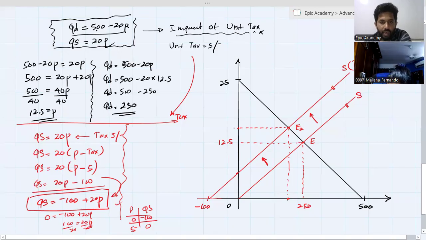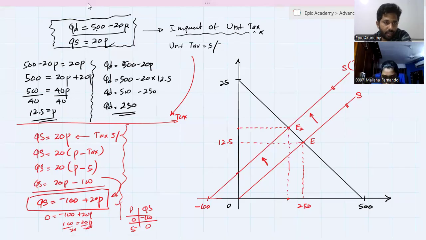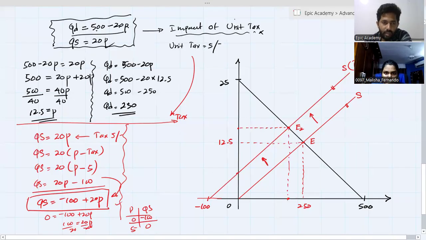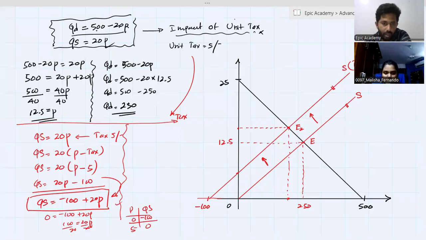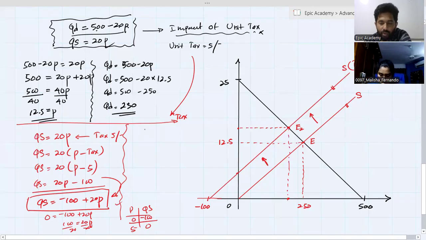But we don't have any idea about the values because we didn't calculate it yet. Did you do all the things until this point? Yes. Okay, right. So then let's go to the calculation of the equilibrium point after the taxes. That means QD equal to QS.